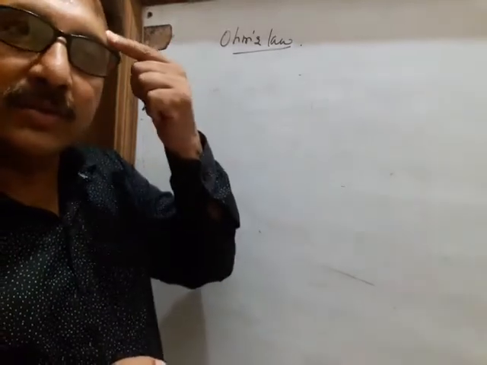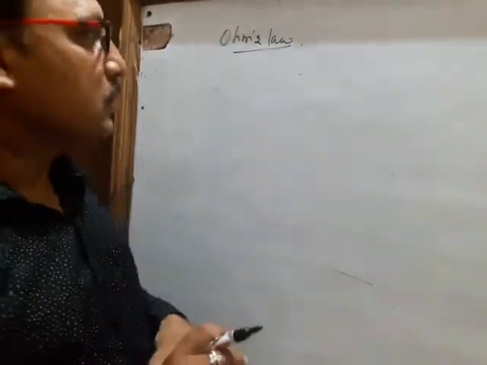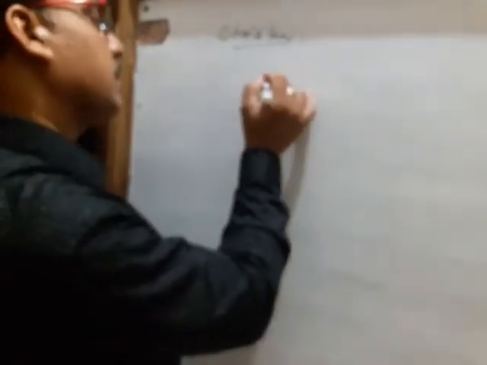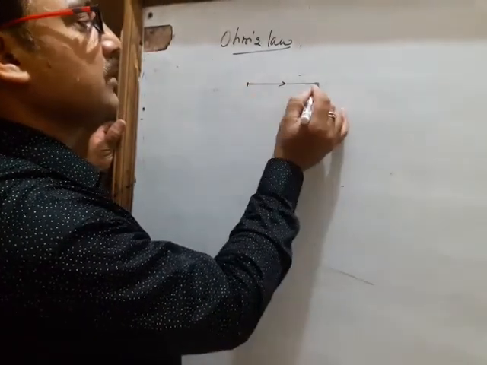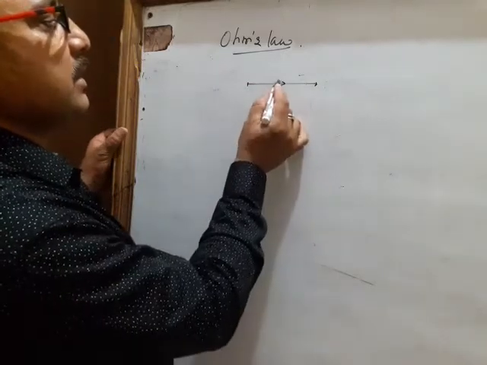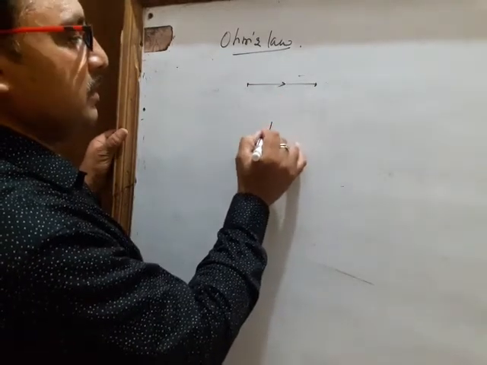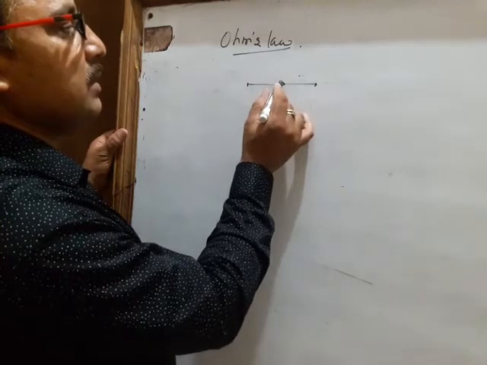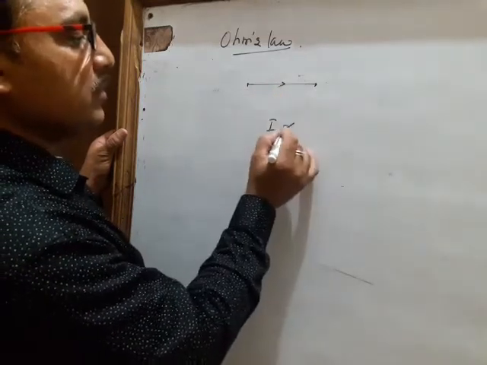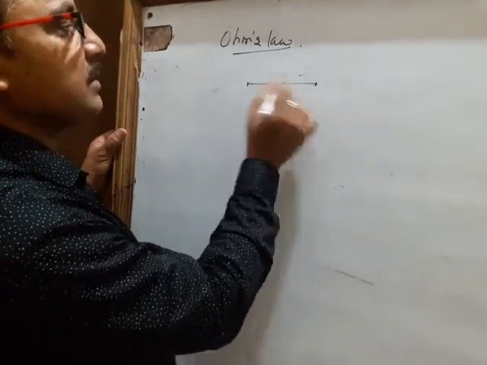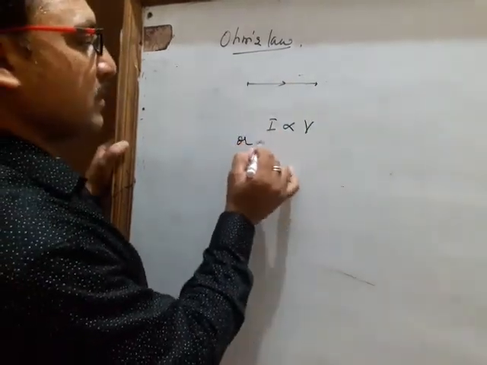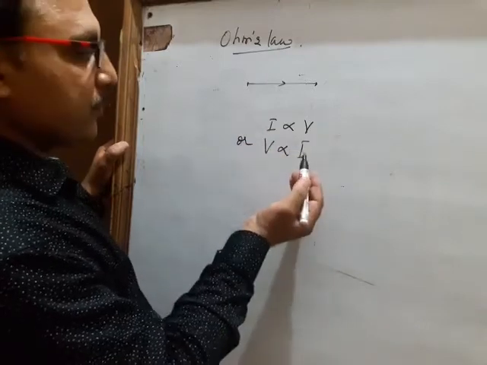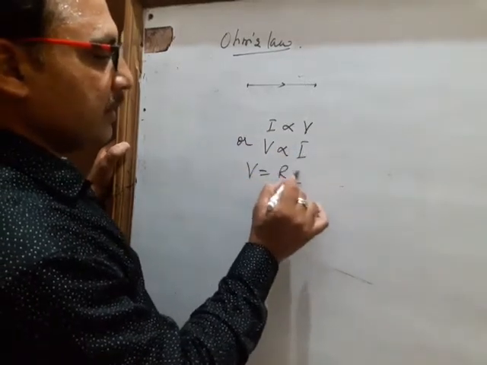Once again, listen to the definition of Ohm's law. Ohm's law states that the current flowing through a conductor, meaning flowing through a wire, suppose these are the two points, the ends of the wire, the current flowing through the wire is directly proportional to the potential difference across the ends, provided the temperature remains constant. Or you can say V is proportional to I, same thing. So V equals RI.